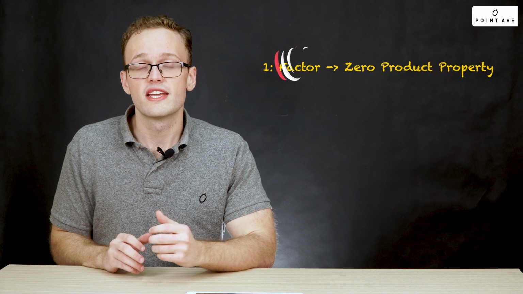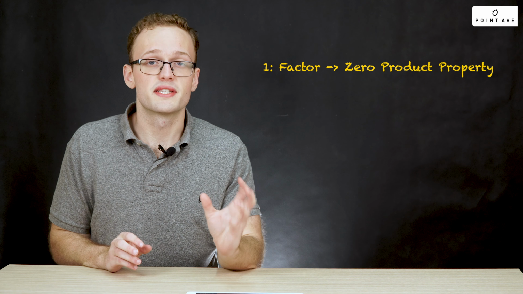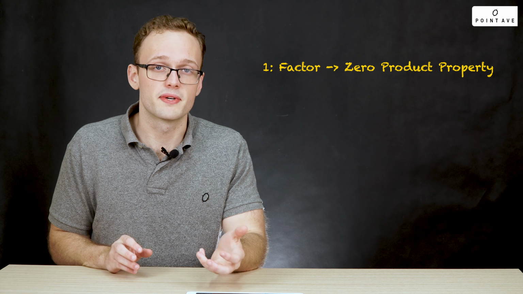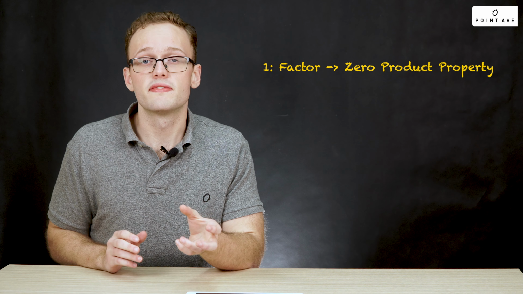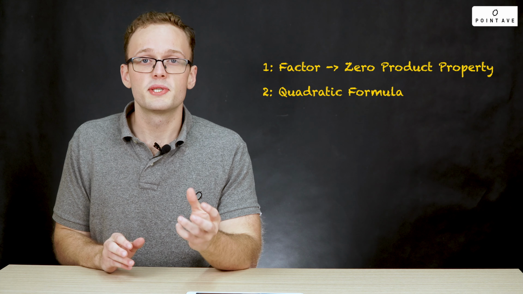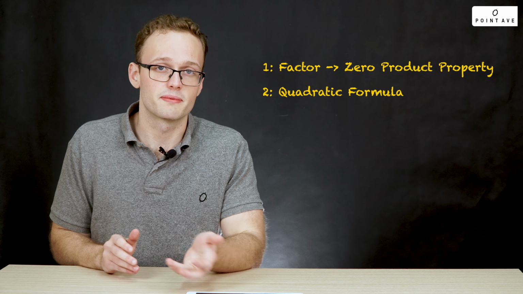So whenever you have a polynomial, especially a quadratic, you first want to try to factor. If you can factor, then you can take that factored form and solve using the zero product property like we saw before. If you cannot factor and you have a quadratic, then you can solve using the quadratic formula. Just be sure to look out for when there are no solutions when plugging into the quadratic formula.